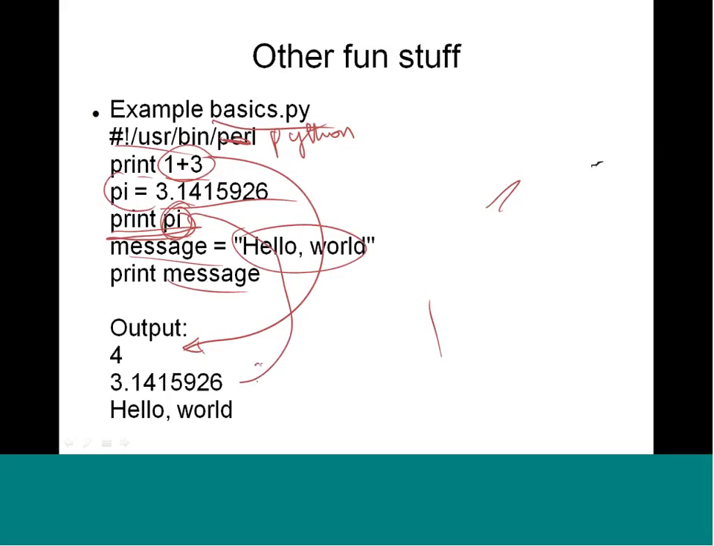So this is the variable, and then it replaces the variable with the value. And then finally, the last one, print message: again the message will be replaced with its own value, which is a string variable. So basically you have a variable name which you never declare what type of variable it is, and then you can also print those things fairly easily.